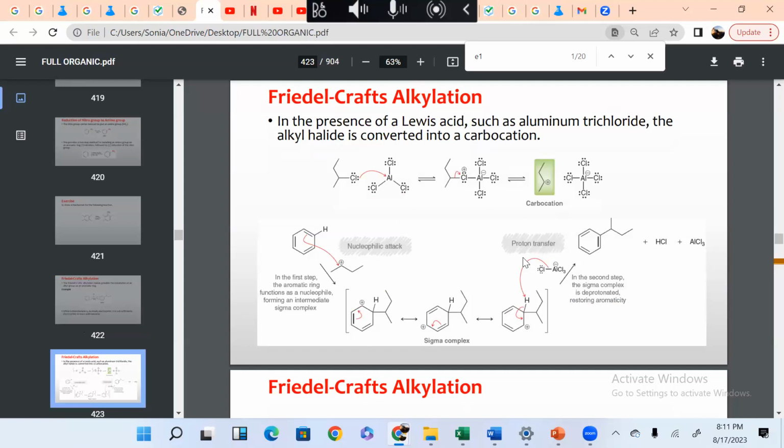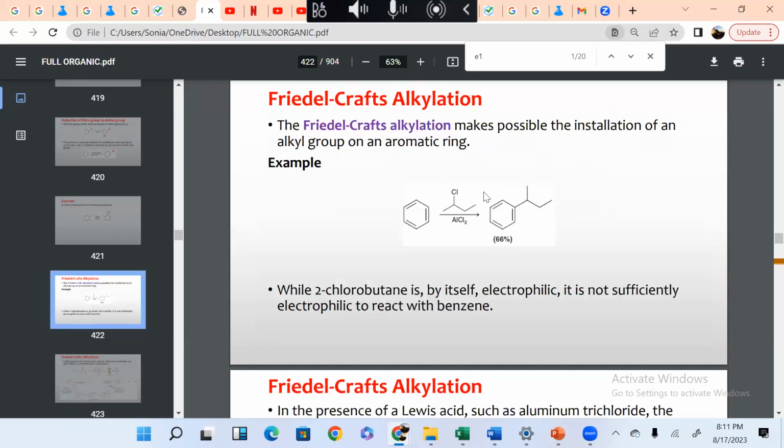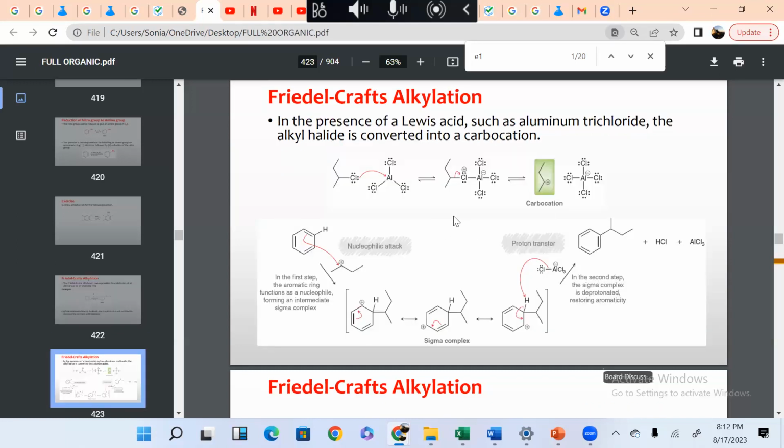Usually it's also in the presence of a Lewis acid. This group here, usually chlorine is a sufficient leaving group, but when you're doing Friedel-Crafts, it's not electrophilic enough to react with benzene because of the stability of benzene. So we usually incorporate aluminum chloride. That's why we are saying in the presence of a Lewis acid such as aluminum trichloride, the alkyl halide, which is this one, is converted into the carbocation, which is now what attaches to the benzene to cause the installation of the alkyl.